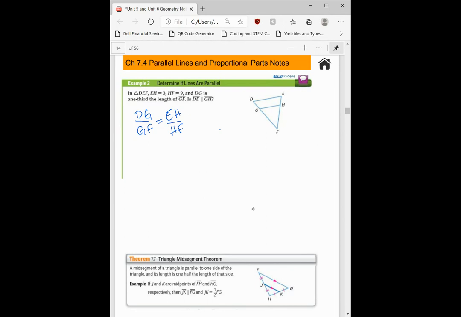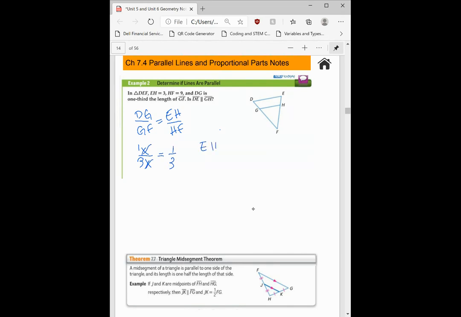So DG is X, because we are not sure what that is. And GF is going to be 3X. And we know this because it says DG is 1/3 the length of GF. And notice there's an imaginary 1 here, so it's like 1 over 3. Well, if we simplify this, the X's are going to cancel out and we get 1/3.